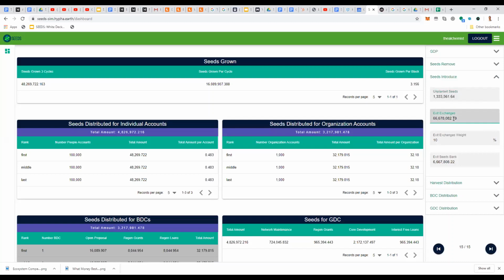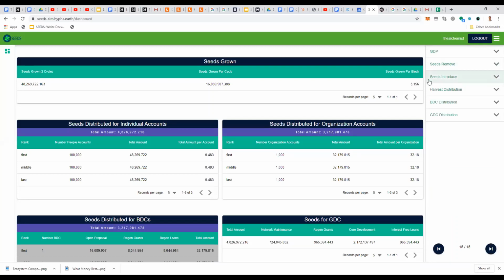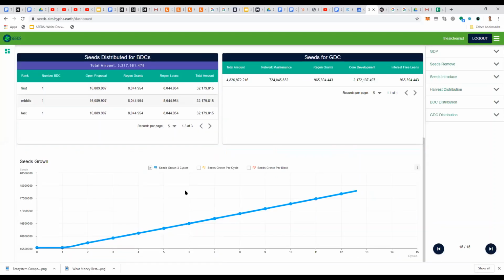Exiting exchanges, the same concept, seeds coming off of an exchange on average, and then exiting the seed bank. So what we're doing is we're saying how much is our economy growing? That's our baseline. How many seeds were removed from circulation? How many seeds were introduced back in? And all of that together is going to dictate how many seeds we actually grow during that cycle. So that's what we see up here.